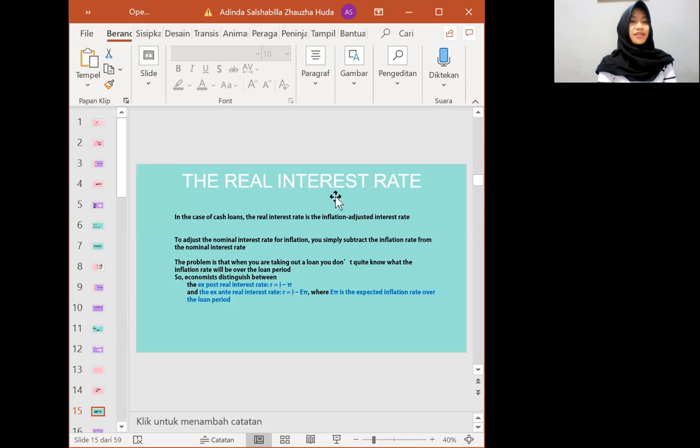The real interest rate, in this case of loans, is the inflation adjusted interest rate. To adjust the nominal interest rate for inflation, you simply subtract the inflation rate from the nominal interest rate. The problem is that when you are taking out a loan, you don't quite know what the inflation rate will be over the loan period. So academics distinguish between the ex post real interest rate and the ex ante real interest rate, where P is the expected inflation over the loan period.